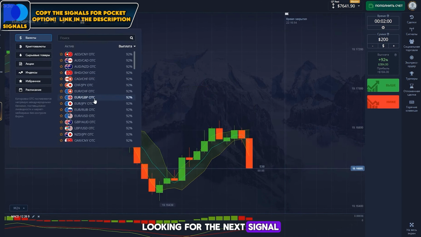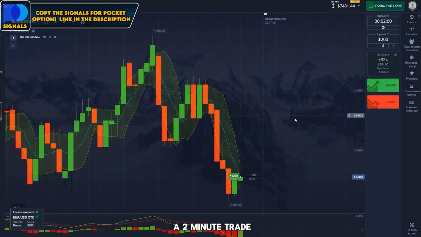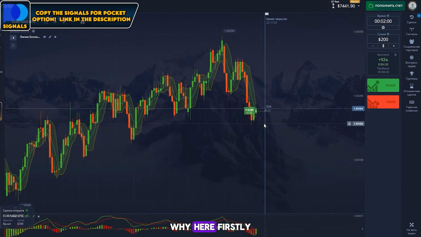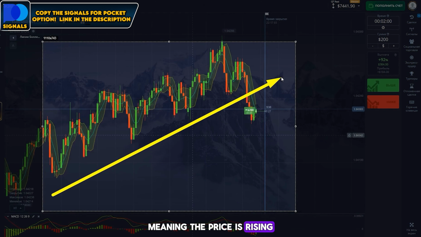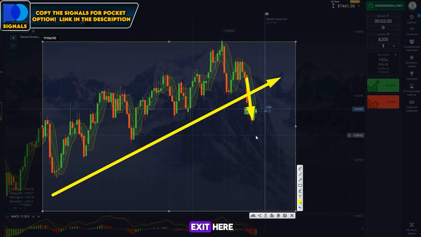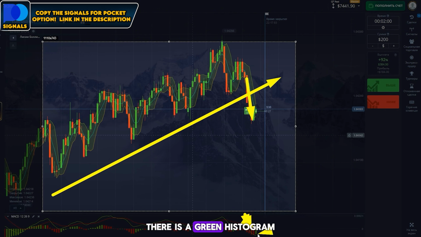Looking for the next signal. I suggest we make a 2-minute trade upwards here. Why here? Firstly, because we have an upward trend, meaning the price is rising. Secondly, there was an exit here. Thirdly, there was a decline here. There is a green histogram.